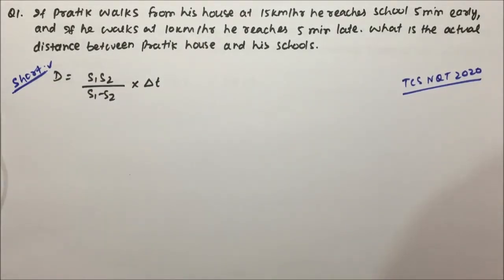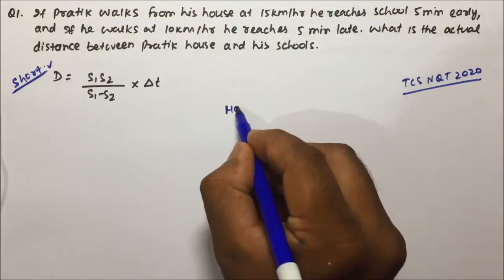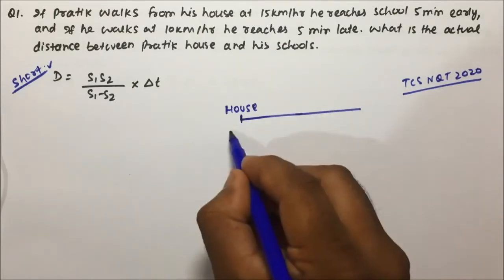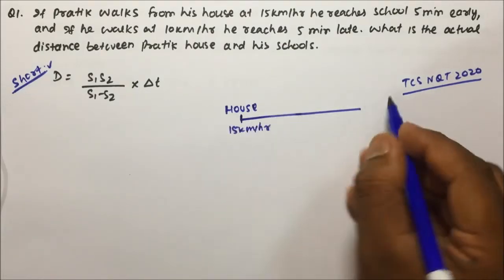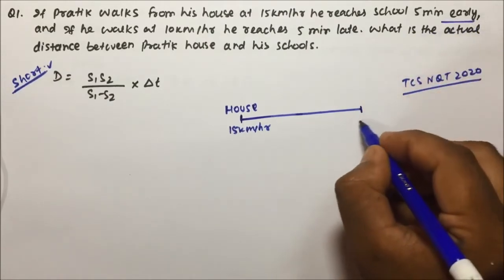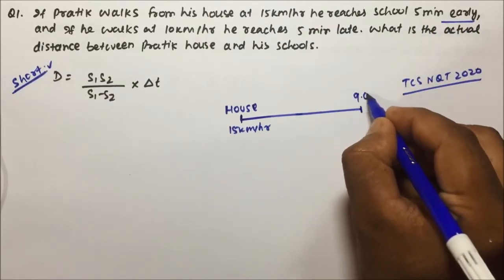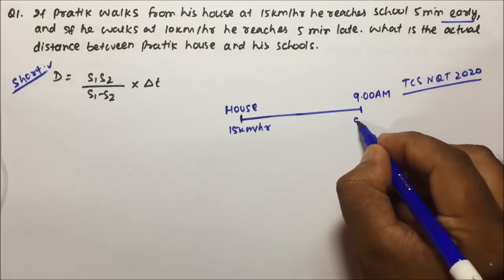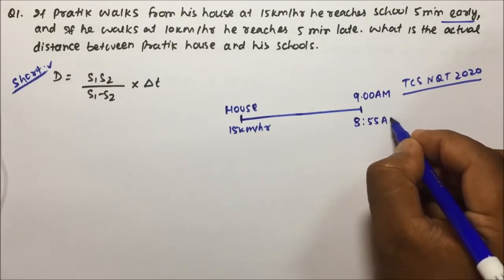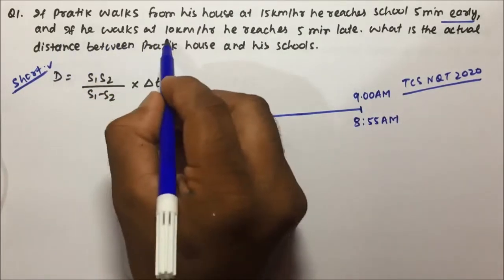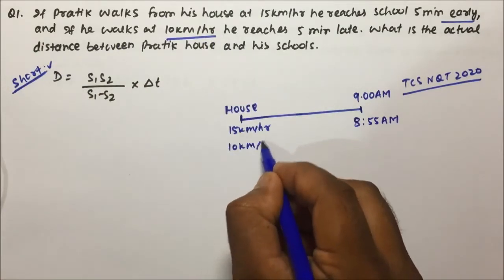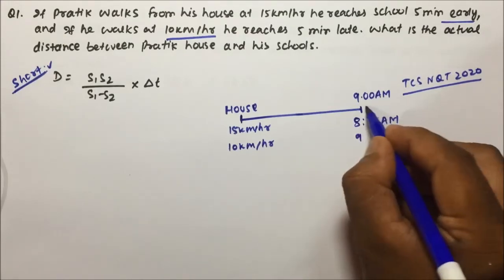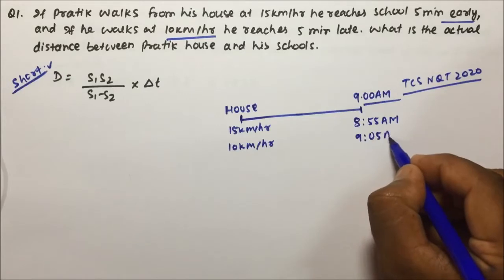Now, if Pratik walks from his house, suppose this is the house, at 15 km per hour, he reaches his school 5 minutes early. Suppose I have to reach school at 9 a.m. If I am going at 15 km per hour, I will reach at 8:55 a.m. And if he walks at 10 km per hour, at slow speed, then he reaches 5 minutes late. So I had to reach at 9, now I will be reaching at 9:05 a.m.